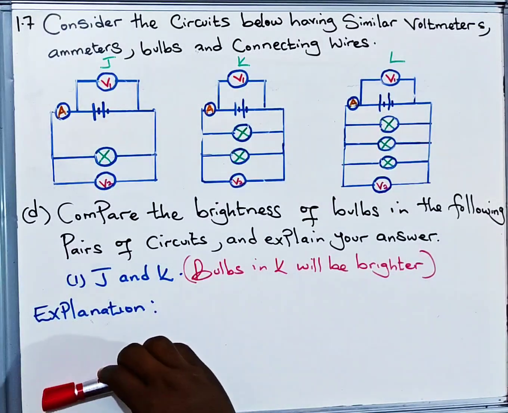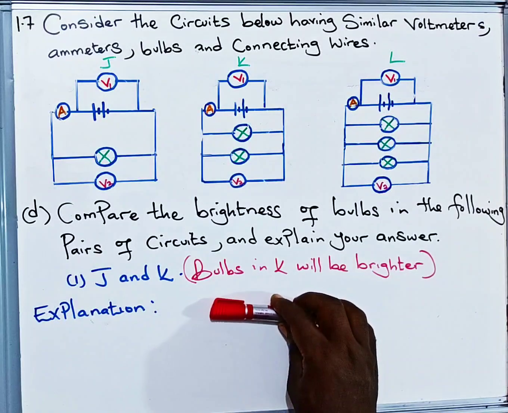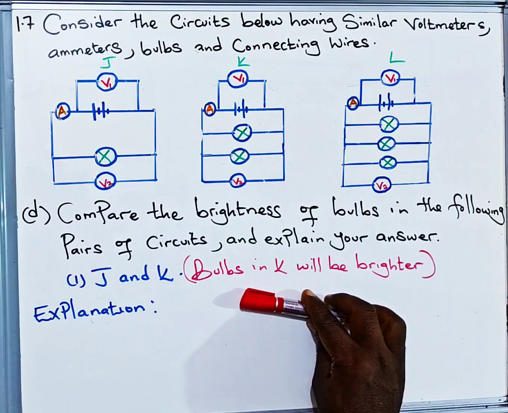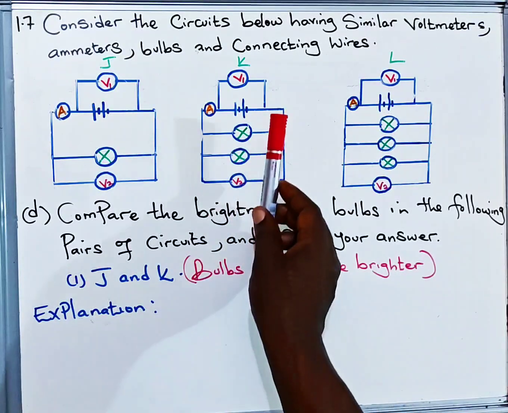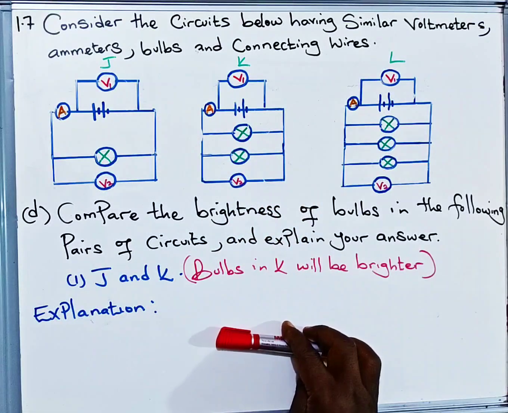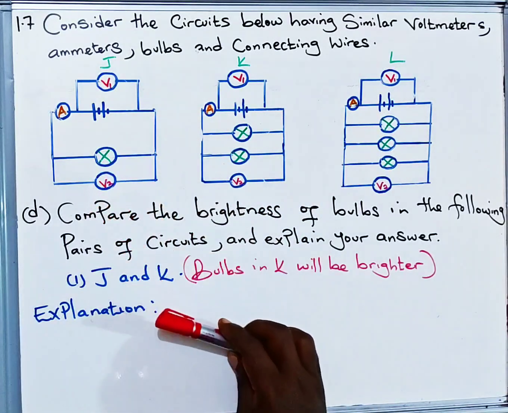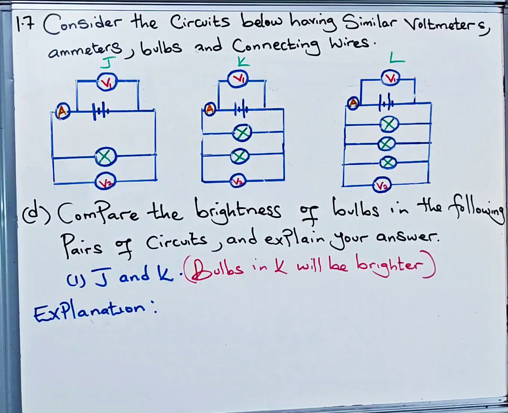And what is the explanation? What is the reason for us saying that the bulbs in K will be brighter? The reason is that the total resistance in K is lower than that in J. And the lower the resistance, the higher is the current. And the higher the current, the higher is the brightness. So that is it.